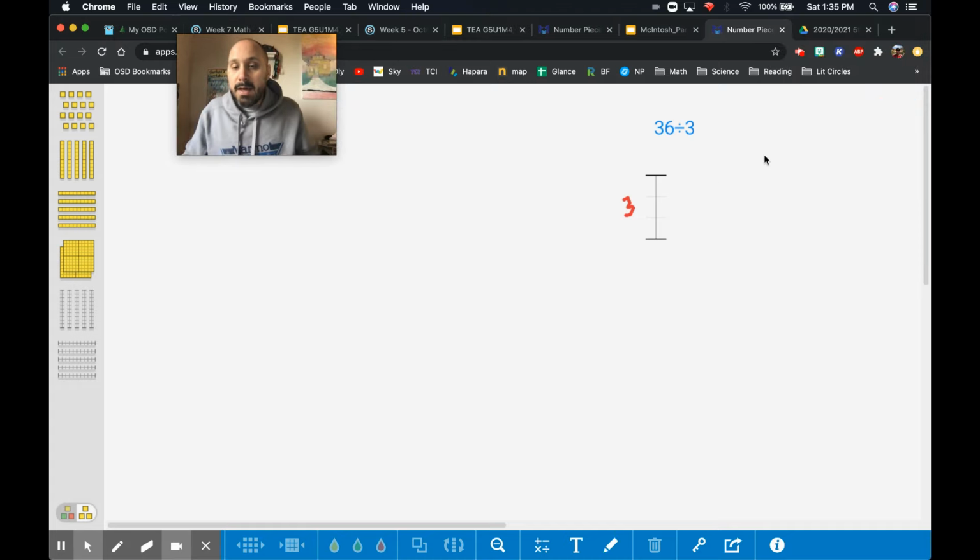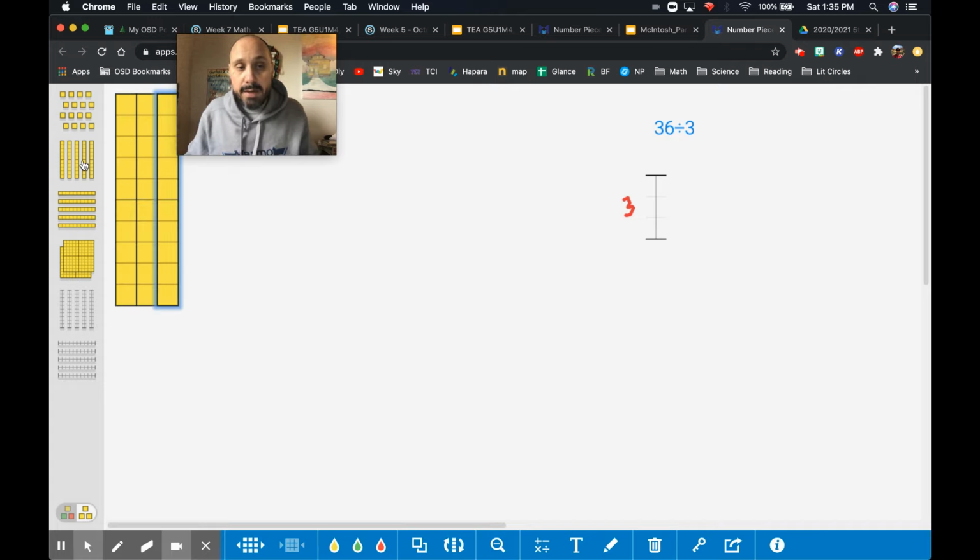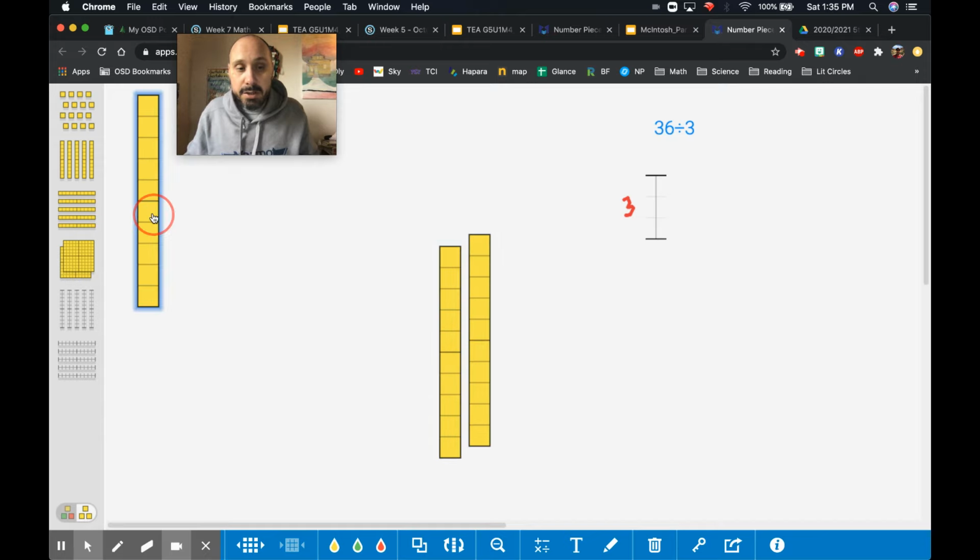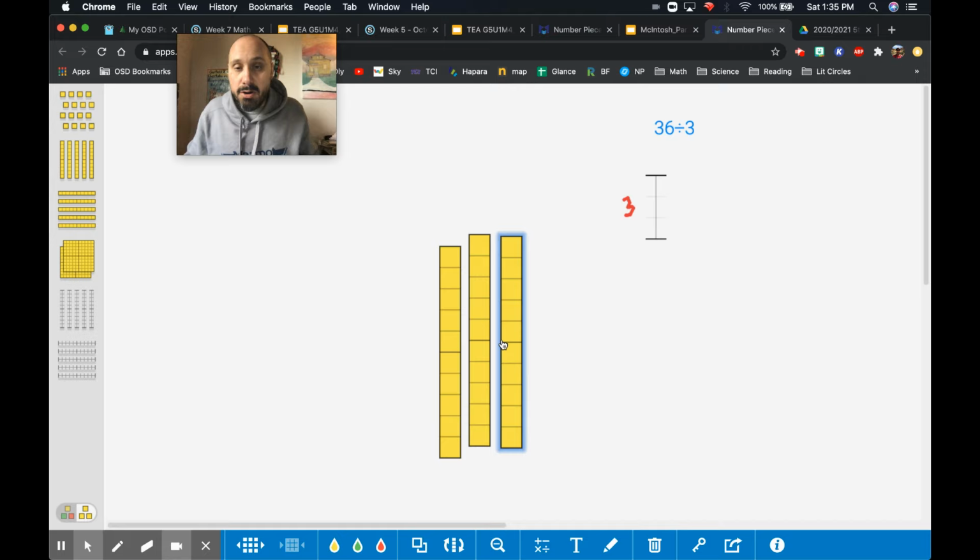So now I need to grab my pieces over here. So I need to grab 36 pieces. And these are my tens pieces here. So I'm going to grab 3 of those. 1, 2, 3. I'm going to move those over here, away from my picture, my video. So there's 30, and I need 6 more. So I need 6 of these individual pieces. 1, 2, 3, 4, 5, 6.